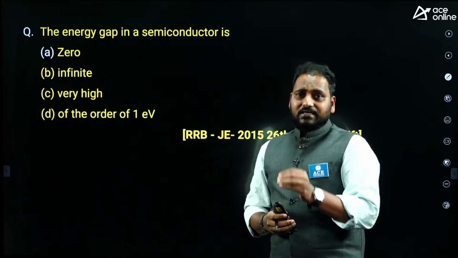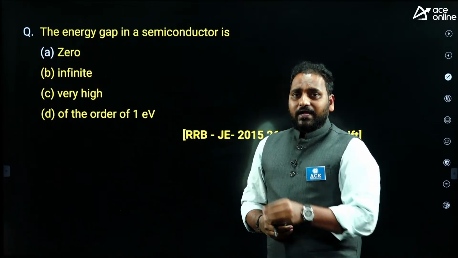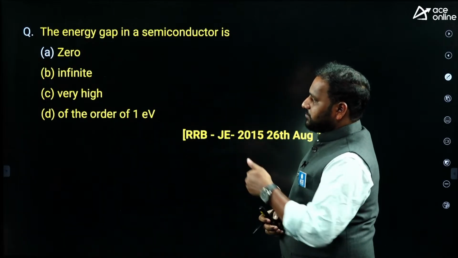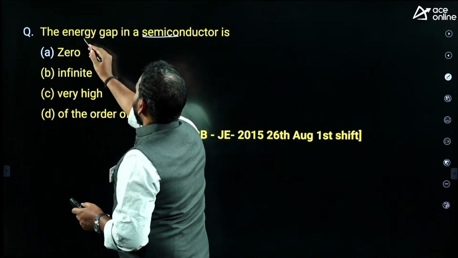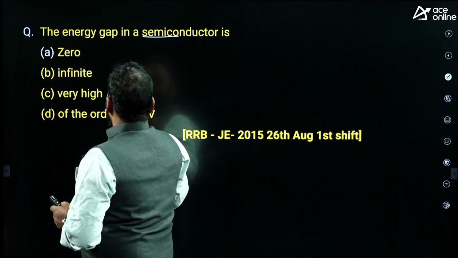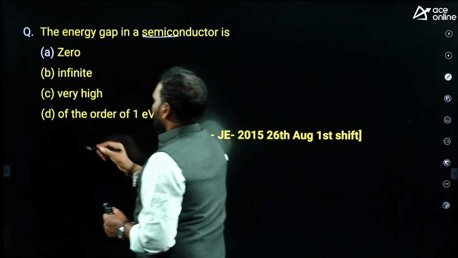but actually not exactly the center, of course. Its value is around 1 to 1.11 electron volts. So based on that we need to select one of the options. Semiconductors' Eg value is around 1 electron volt, not exactly 1, okay? It is in the order of 1 electron volt.